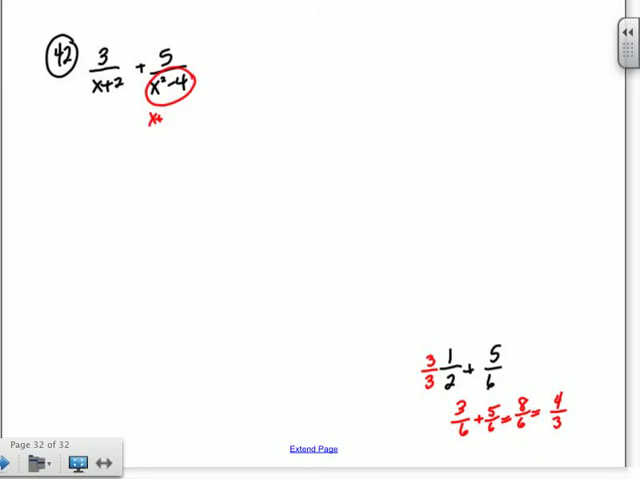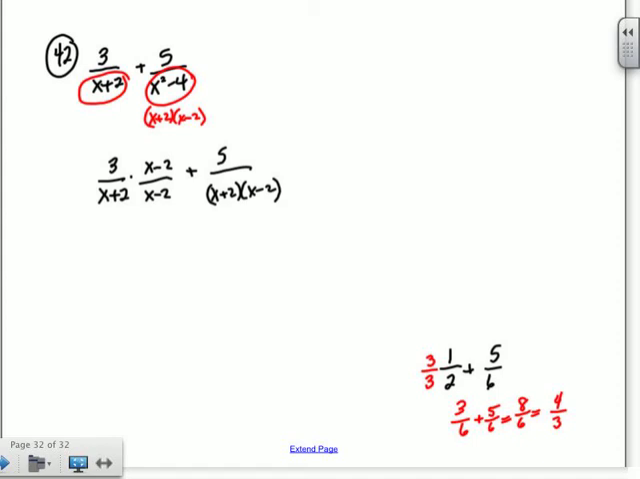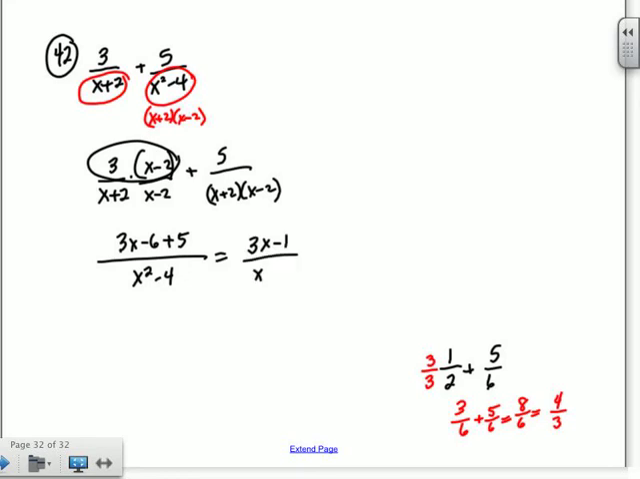So my denominator is x squared minus 4. So that's x plus 2 times x minus 2. All right, so what is this one missing then? X minus 2. So we need to do 3 over x plus 2 times x minus 2 over x minus 2 plus 5 over, that denominator is x plus 2 times x minus 2. Or you could write x squared minus 4, it doesn't matter. So when I multiply the top, I get 3x minus 6. I'm thinking of that x minus 2 in parentheses. Then I have plus 5 all over the common denominator, x squared minus 4. So your answer should be 3x minus 1 over x squared minus 4.